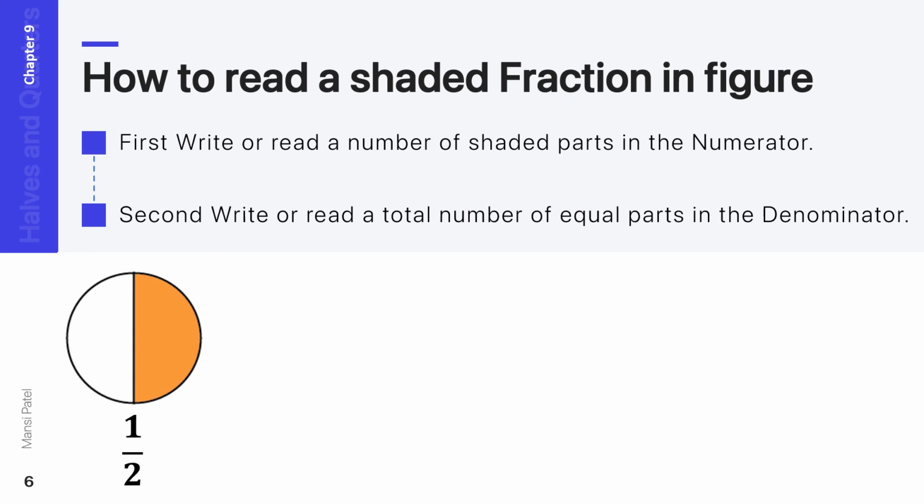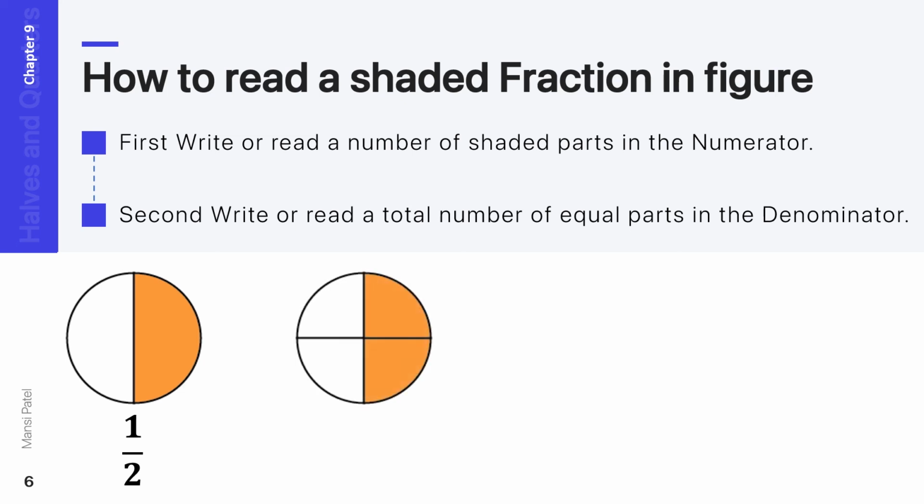Why do we write down 1 in the numerator? Because we have shaded just one part. That's why we have to write down 1 in the numerator. And why do we write down 2 in the denominator? Because we have made two equal parts of this circle.